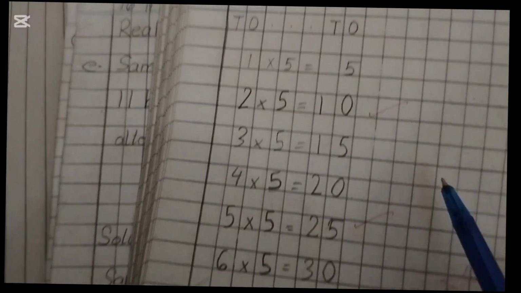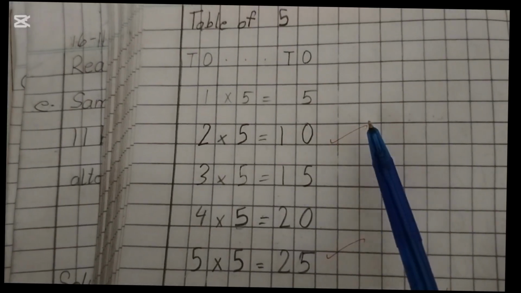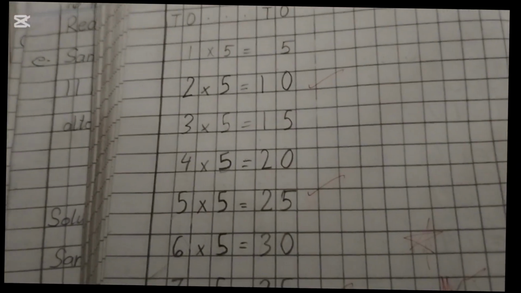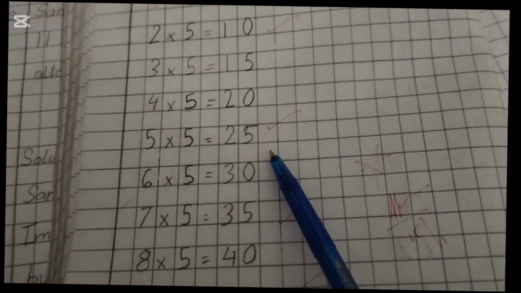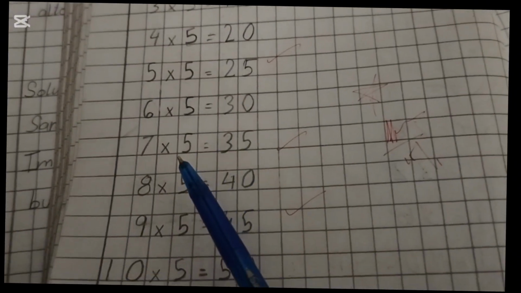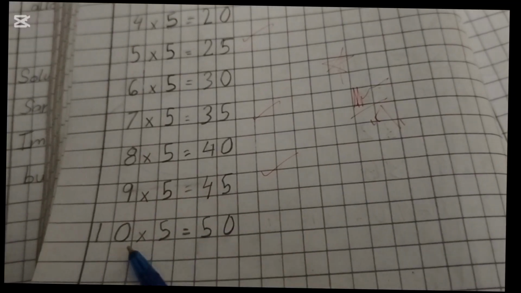So the next one is the table of 5. 1 times 5 is 5. 2 times 5 is 10. 3 times 5 is 15. 4 times 5 is 20. 5 times 5 is 25. 6 times 5 is 30. 7 times 5 is 35. 8 times 5 is 40. 9 times 5 is 45. And 10 times 5 is 50.